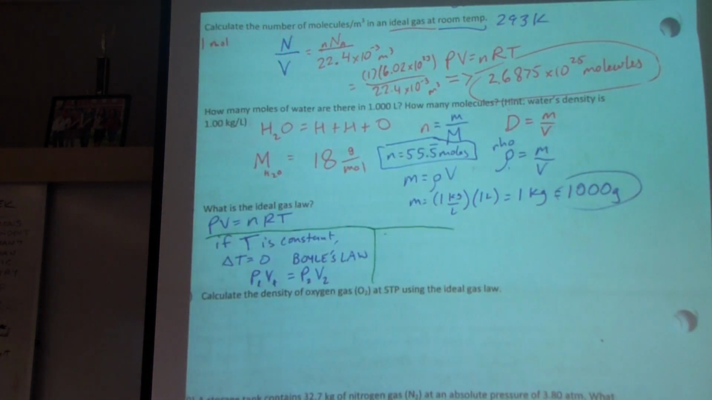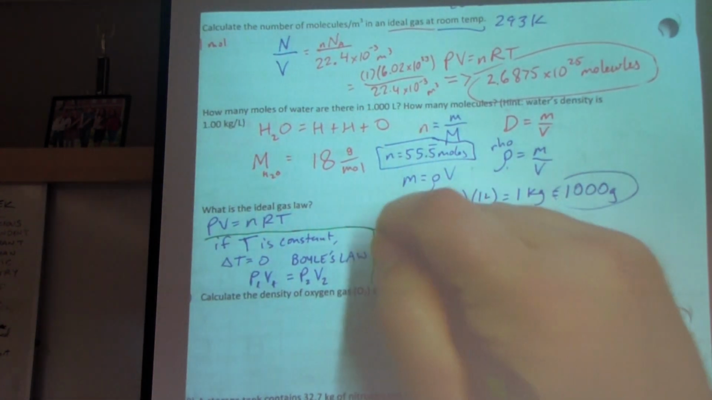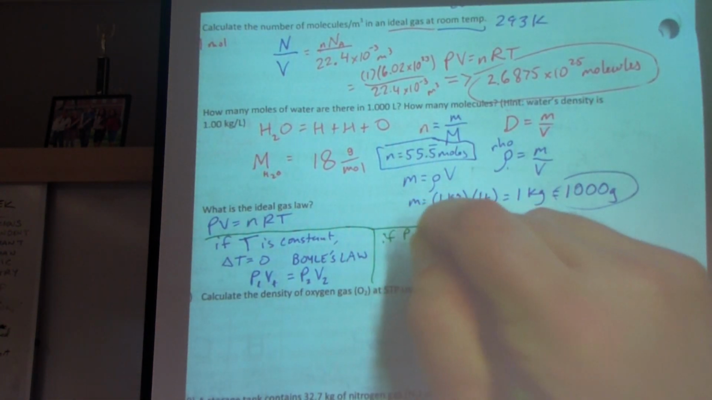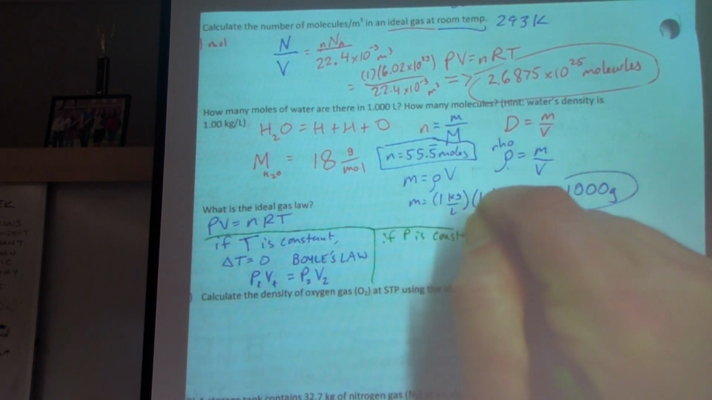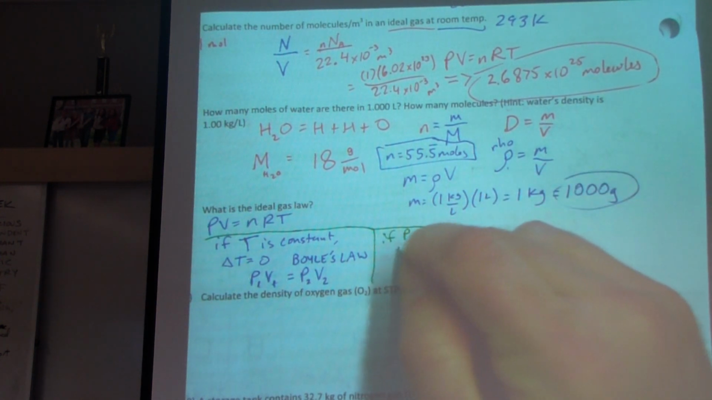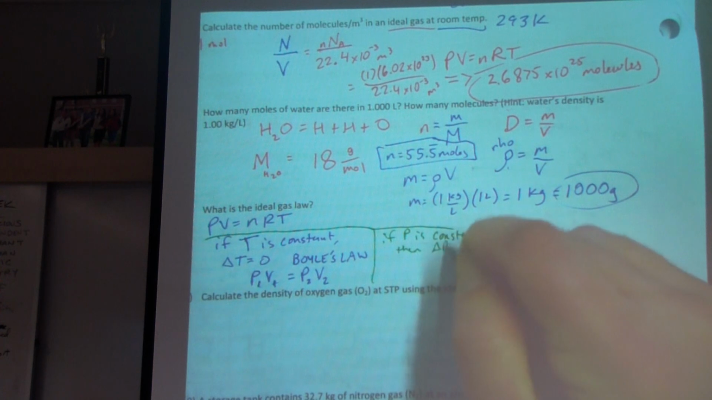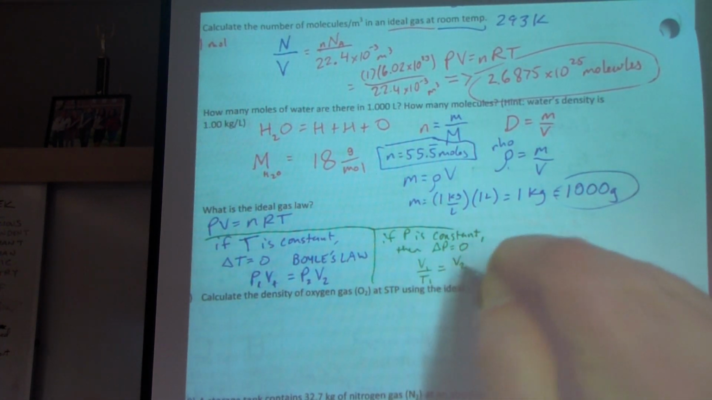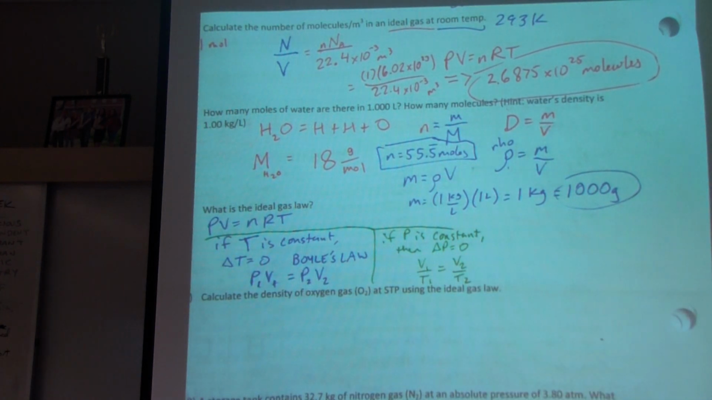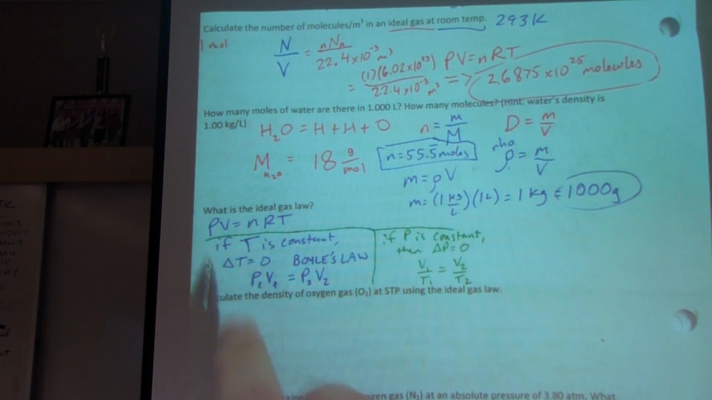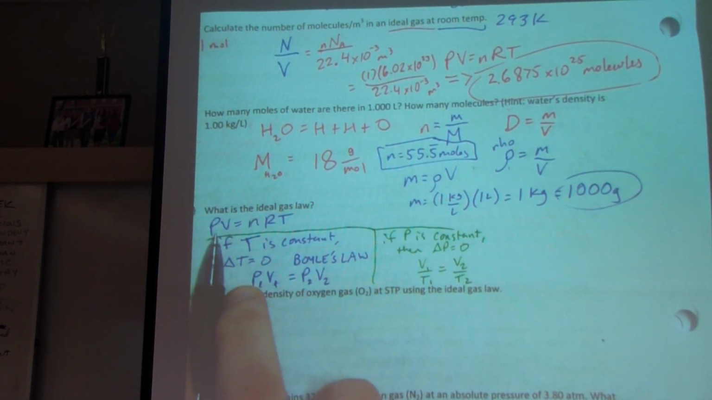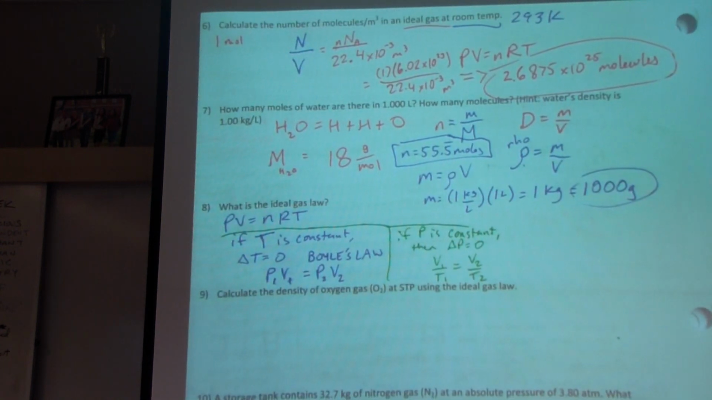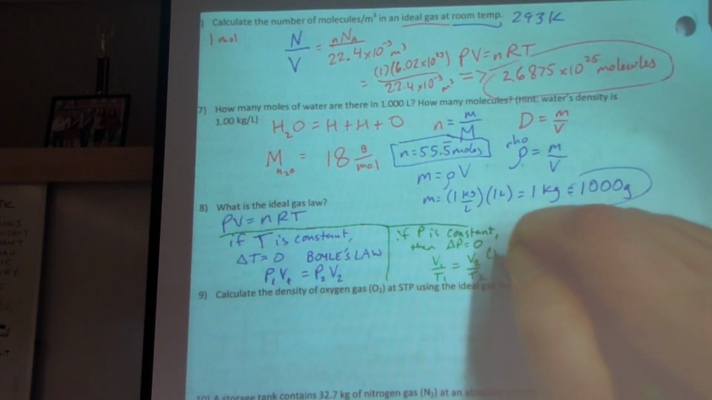The next gas law is called Charles' law, which says if P is constant, in other words delta P equals 0, then V1 over T1 equals V2 over T2. And this comes from the ideal gas law. This is called Charles' law.